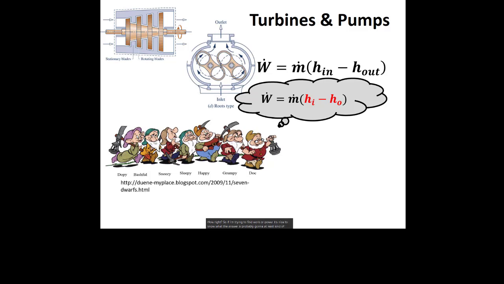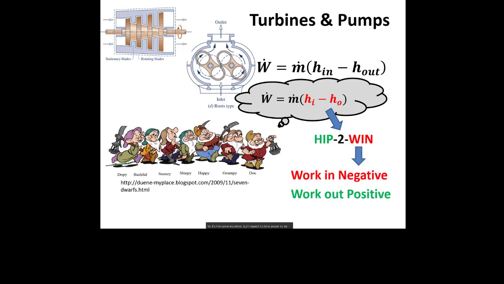And it's going to be the mass flow rate times the enthalpy at the inlet minus the enthalpy at the outlet, right? And it's going to follow this hip to win sign convention. So turbines, which are producing power, work is going out. Work out is positive. Pumps, work is going in, and work in is negative. So it's the same equation, but I expect turbine power to be positive and pump power to be negative.